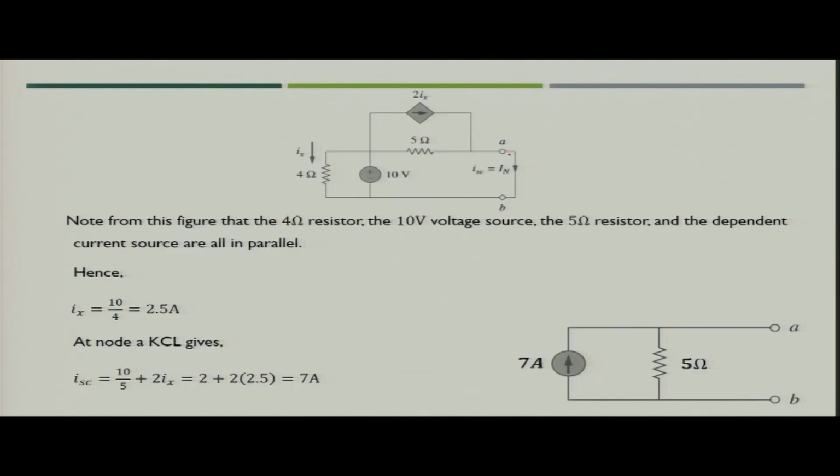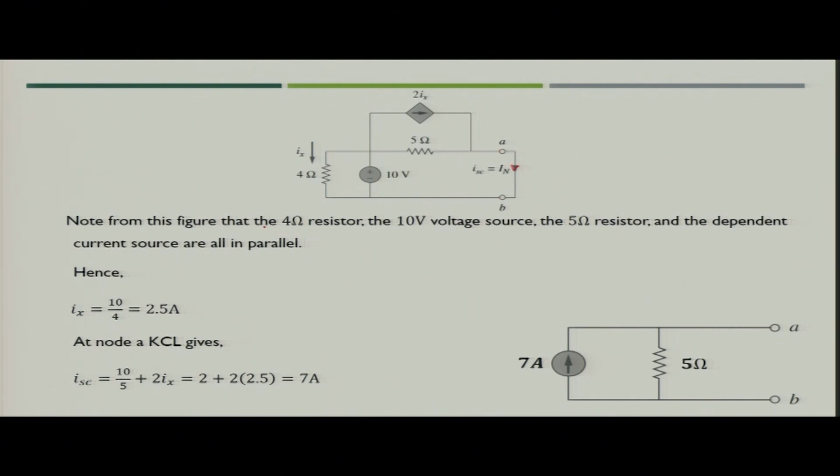So, what we have to do? We have to just short circuit the terminals AB. Now, we have assumed that there is a short circuit current Isc, which is nothing but the Norton's current, and you have the circuit. You need to find out the value of short circuit current flowing through short circuited terminal AB.